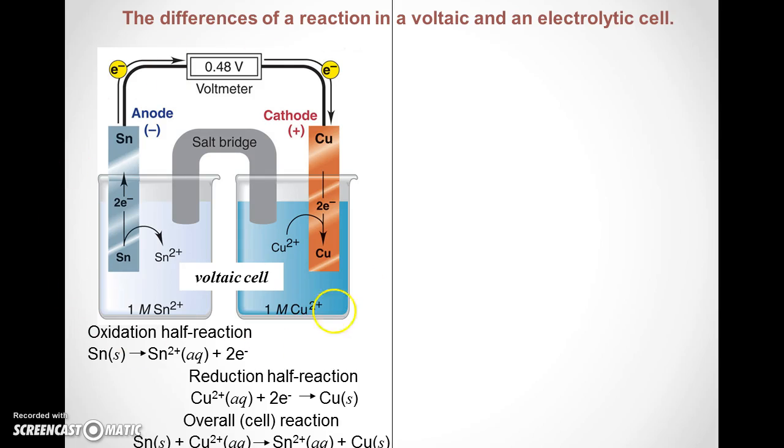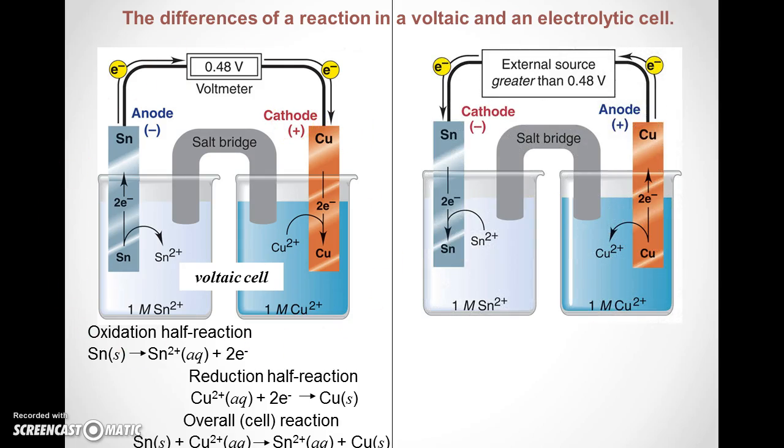So for us to recharge this battery, what we would have to do is hook it up to some external power source that was greater than 0.48 volts, because that would allow us to make the electrons go in the reverse direction. So our copper metal would become our anode, and our tin metal would become our cathode. So our copper metal that we built up while we used our cell phone during the day would be broken down. The copper solid would lose electrons, turning back into ions, building them back up in solution.